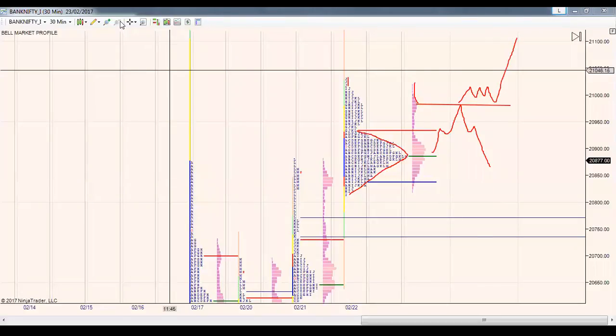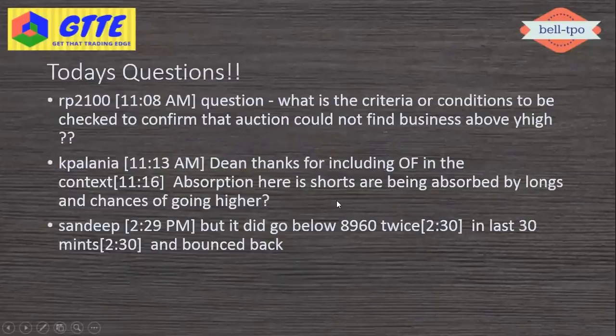Today was an active day and there were many questions. So let me just go back and see what those questions were. First is from RP2100. I don't know your names, so I'm just reading out from the user ID you have provided. Pardon me for that. So the question was, what is the criteria or conditions to be checked to confirm that the auction could not find business above yesterday's high?